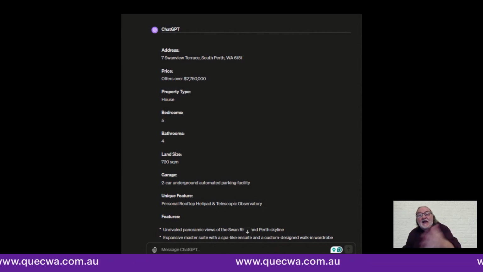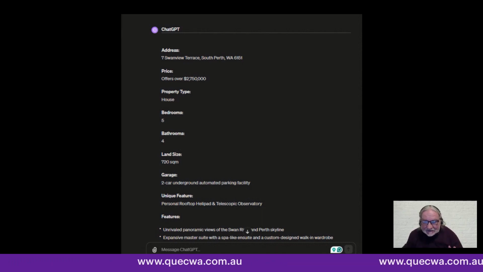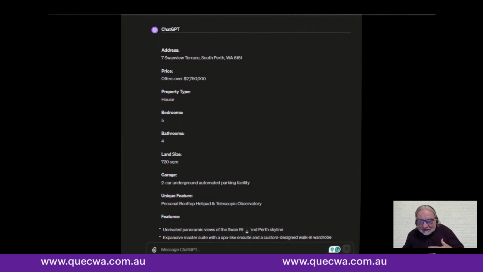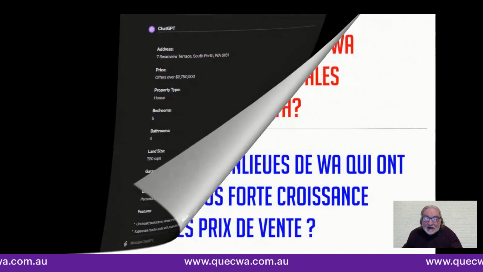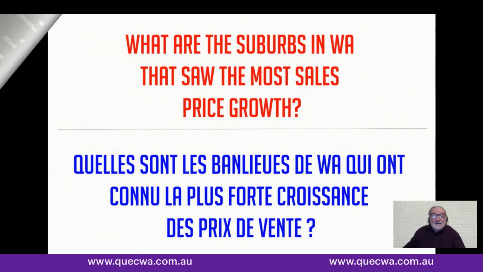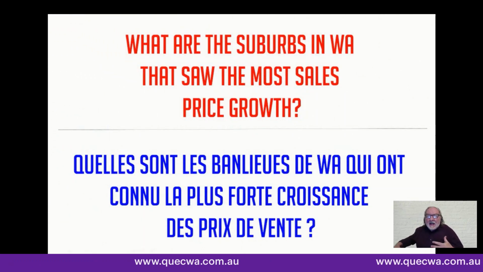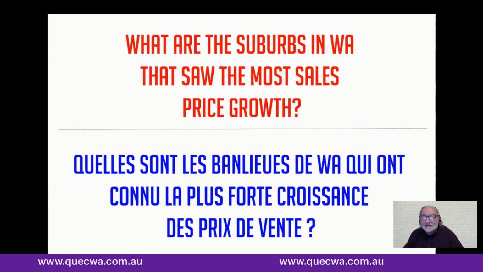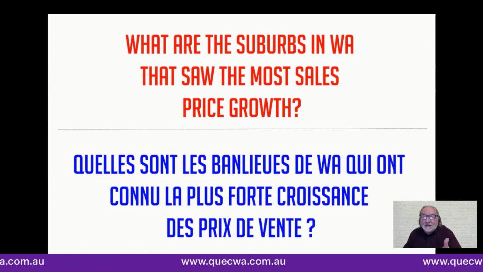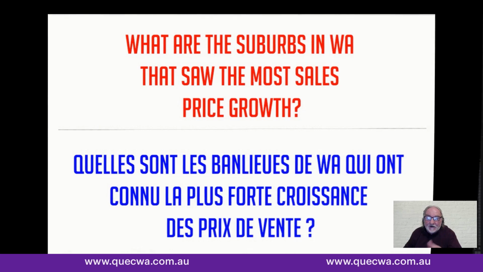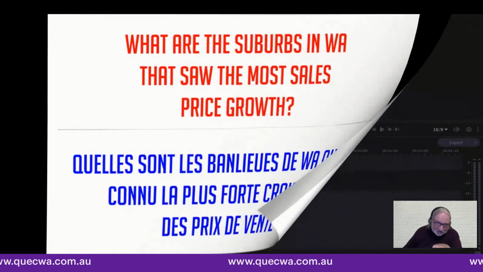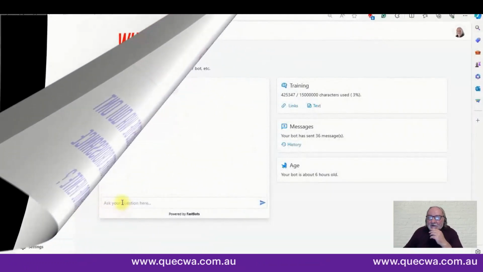In ChatGPT, I just set up a fictitious address. Again, for privacy, I didn't want to use anybody's. This is 7 Swanview Terrace. I don't even think it exists. I went into Google Translate, and I said, what are the suburbs in WA that saw the most sales price growth? And that's the French for it. I hope there's some French people who can say it.